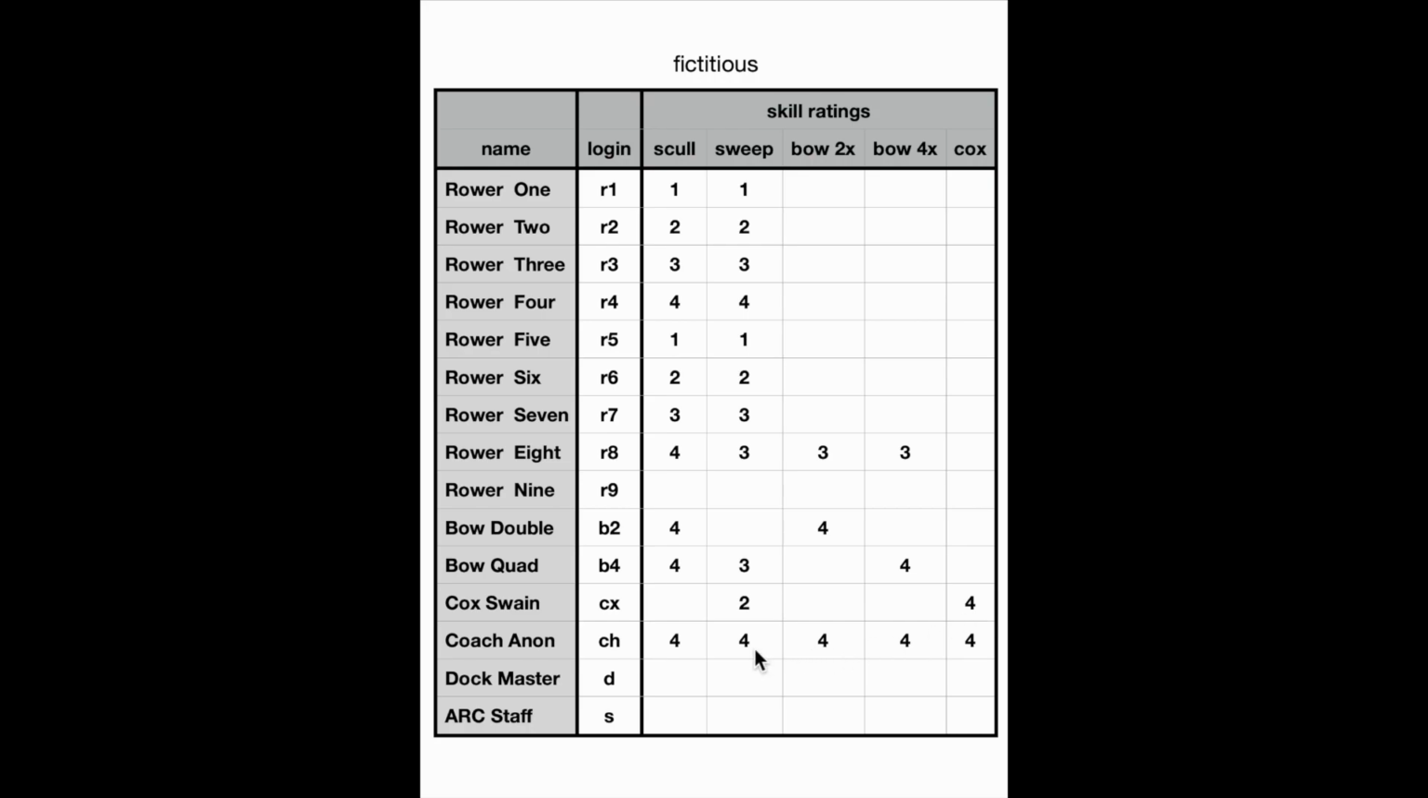And then we have a coach whose skill levels are 4 all the way across the board. We have a dockmaster and an ARC staff member. So that's the cast of characters you'll see reappearing as I demonstrate the various functions of the logbook.